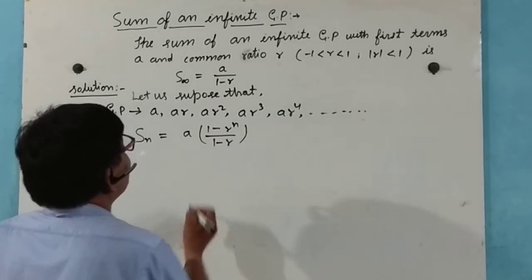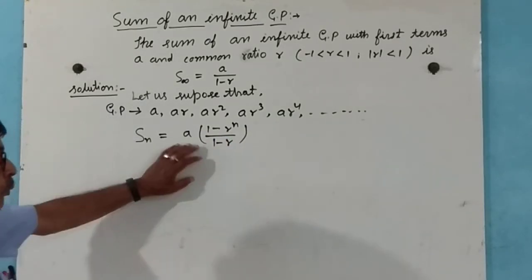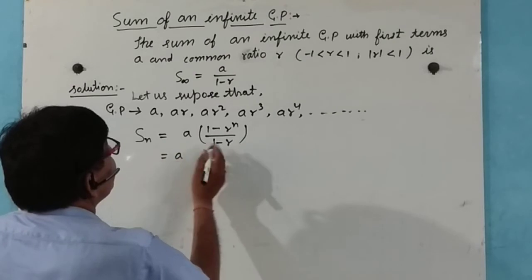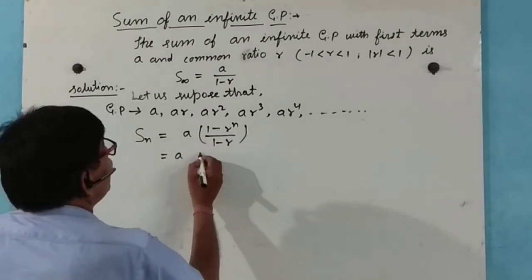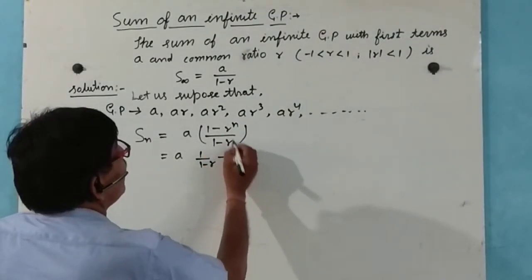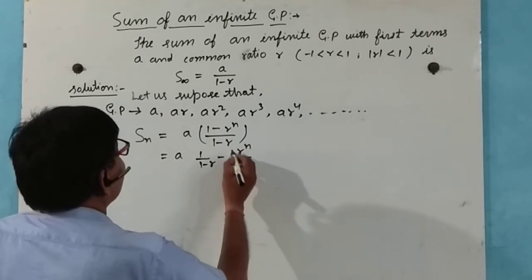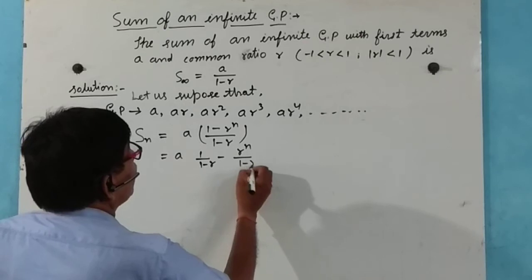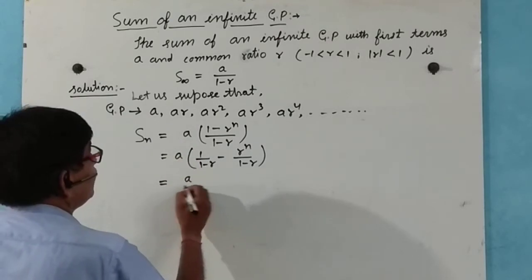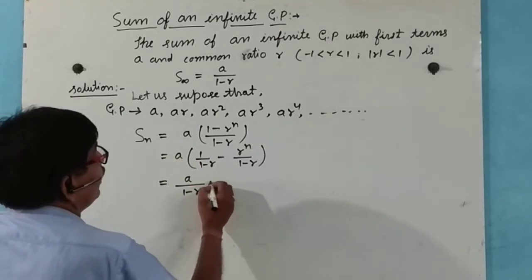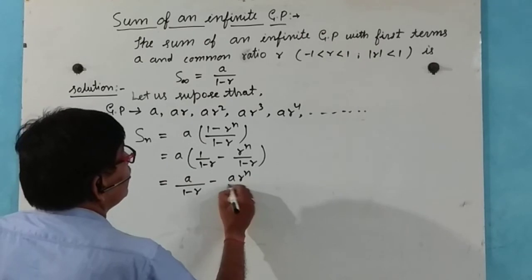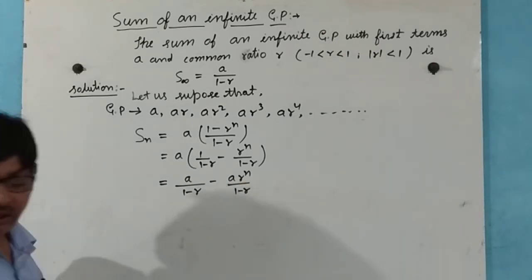Now here we open the bracket. This can be written as A into 1 by 1 minus R minus R to the power n divided by 1 minus R. Now this can also be written as A divided by 1 minus R minus A R to the power n divided by 1 minus R.